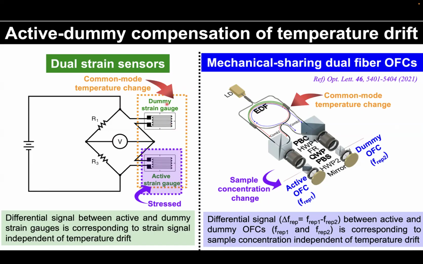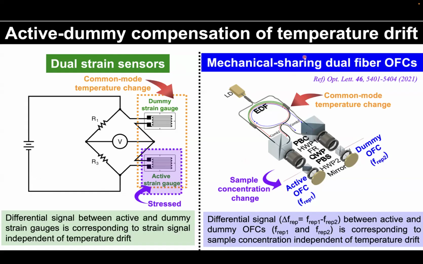If the temperature change of the active and dummy strain gauges is common to each other, the differential signal between the active and dummy strain gauges corresponds to the strain signal independent of temperature drift, due to the canceling effect of the common mode temperature change. We apply this active dummy compensation to the FREP reading optical biosensor by using a mechanically sharing dual fiber OFC.